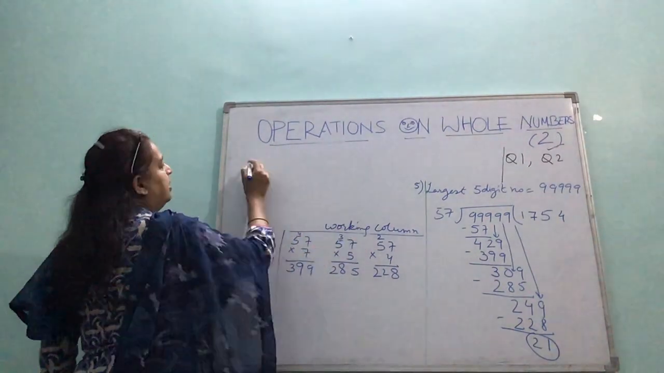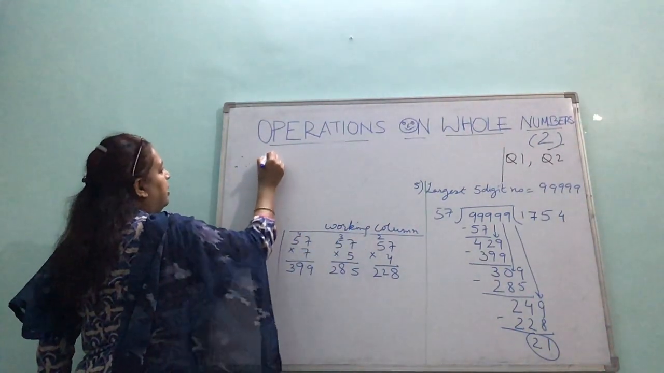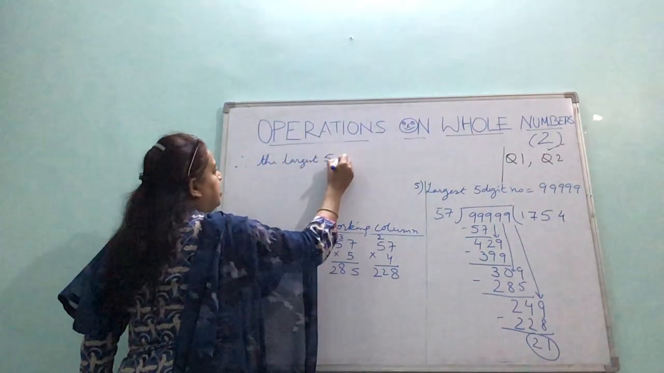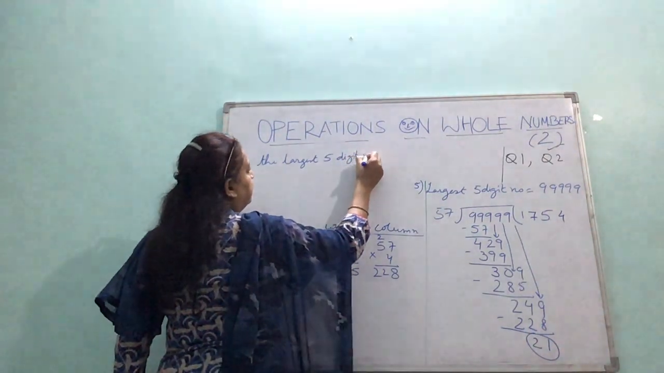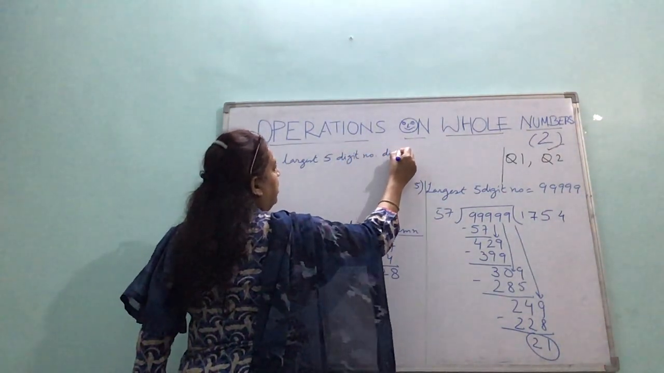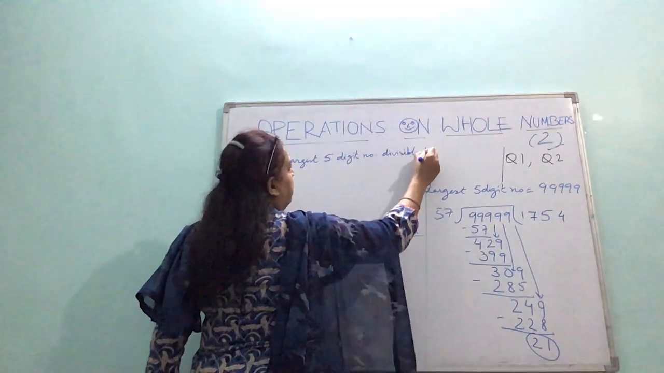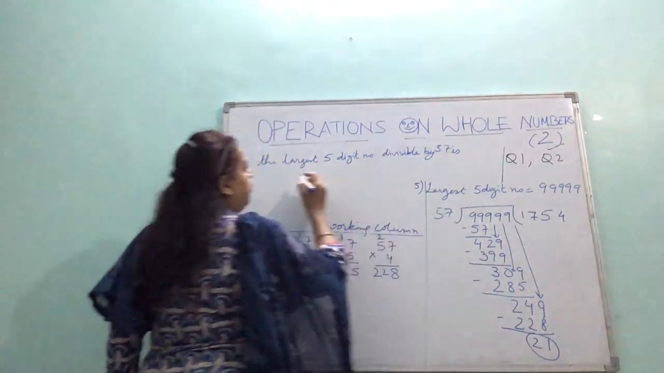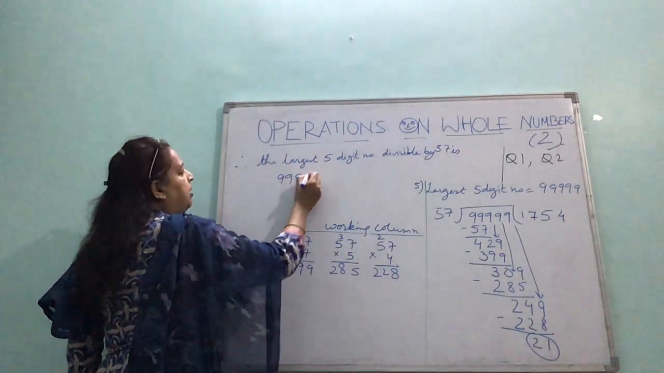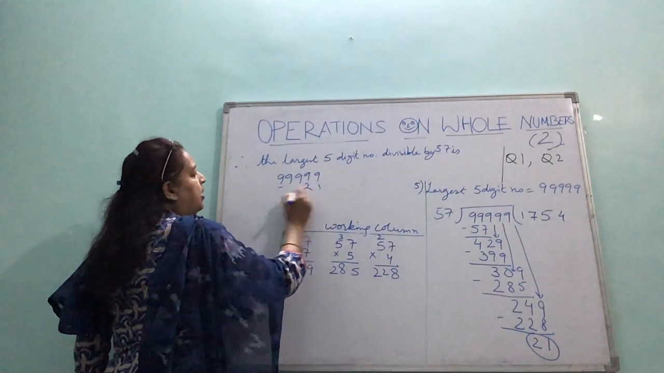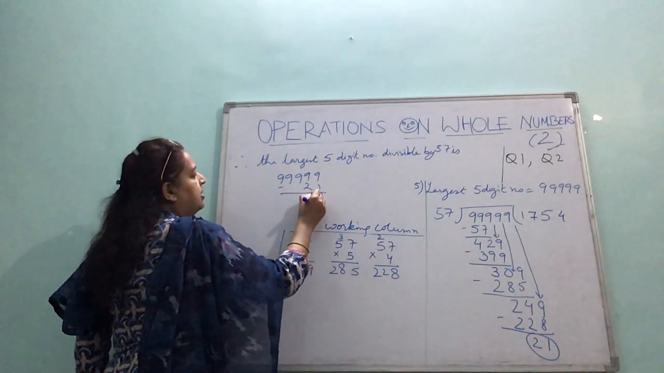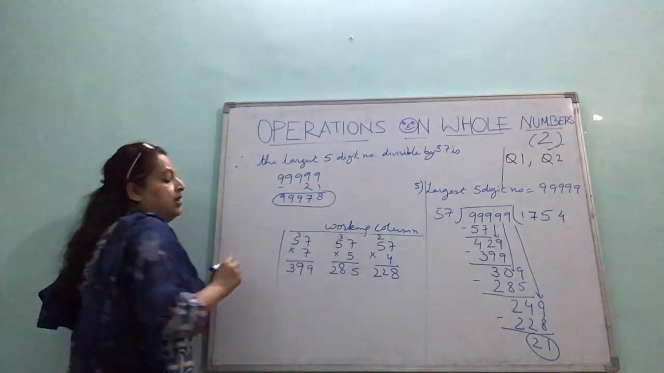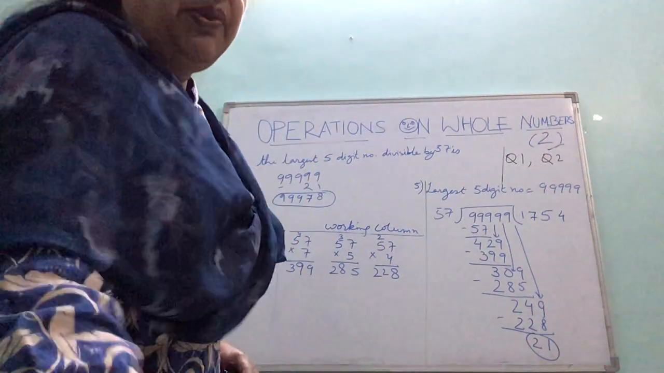So, therefore, the largest 5-digit number divisible by 57 is, how will you get it? 1, 2, 3, 4, 5 minus 2, 1, which is 8, 7, 9, 9, 9. This is our answer. This would be our answer.